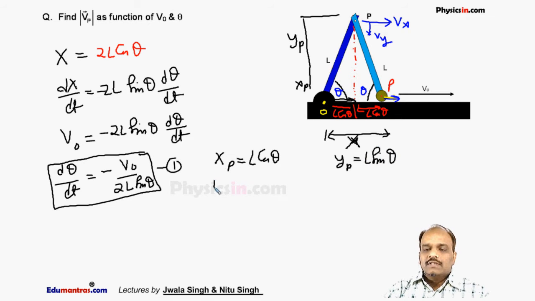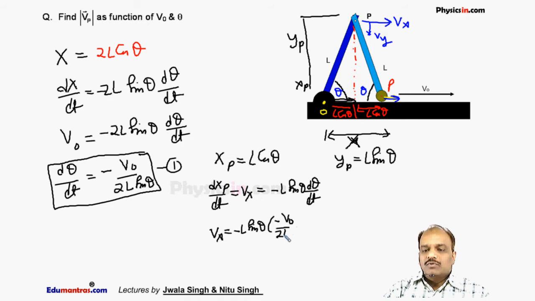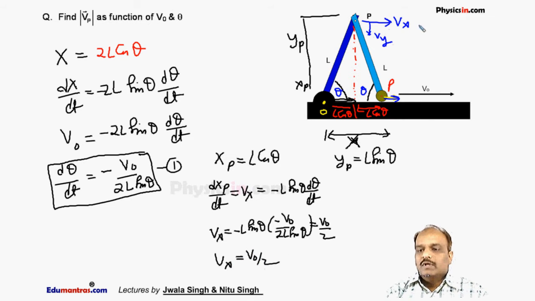So if I differentiate this, dxp by dt is the speed of point P along the x-axis, this is vx, which is equal to minus L sine theta d theta by dt. Now if I substitute the value of d theta by dt from our first expression, I get minus L sine theta into minus v naught by 2L sine theta, and this is equal to v naught by 2. So vx is equal to v naught by 2, meaning point P is moving along the horizontal direction with a speed given by v naught by 2.